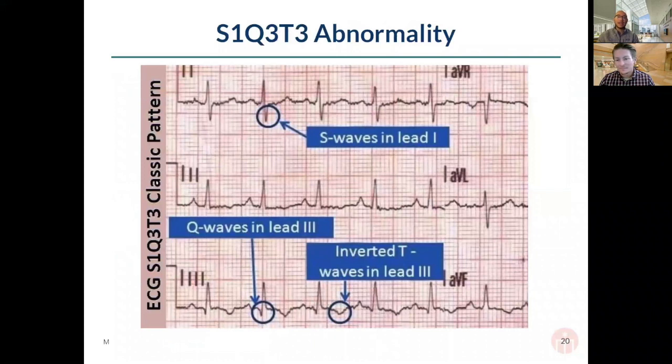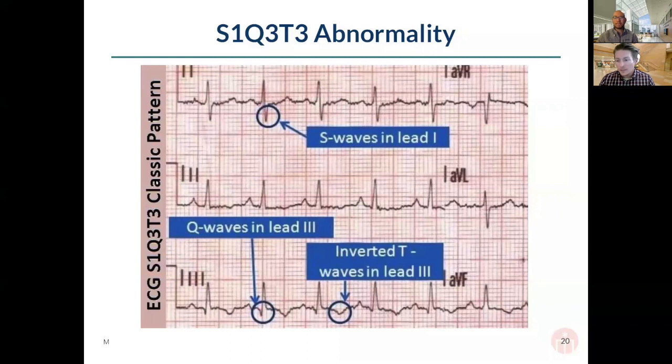So in lead 1, you see S waves. And in lead 3, you see that Q wave and then the inverted T. Again, I don't think this is what's going to nail the diagnosis for you, but if you do see it, it's another tool increasing your probability of thinking that this is a PE. Anything that I missed, Joe?